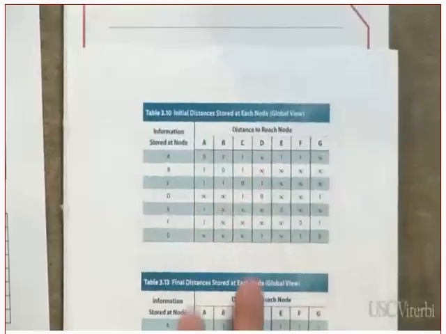Yeah, that's fine. So, distance from A to B, 2. Distance from A to C, initially unknown, we put infinity, right? Distance from A to D, 5. Distance from A to E, same thing, infinity, to F, infinity. You got the idea, right?